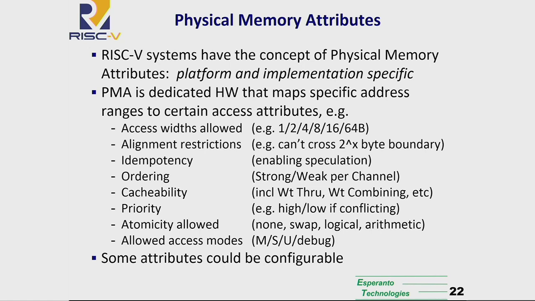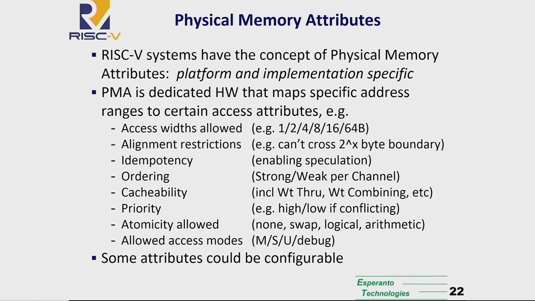And the sorts of things that the physical memory attribute table lets you do is set the address width that a particular address is allowed to respond to. So if I go to an I/O device and I want to read 64 bytes, probably not legal, you'll trap. There are some alignment restrictions. There are a lot of cases where you have hardware that can't do unaligned accesses. Try to access it, it'll trap. Idempotency is something that says I can do things over and over again and I get the same result. I/O devices, that won't work.